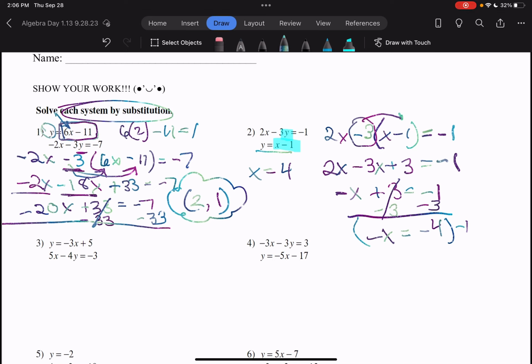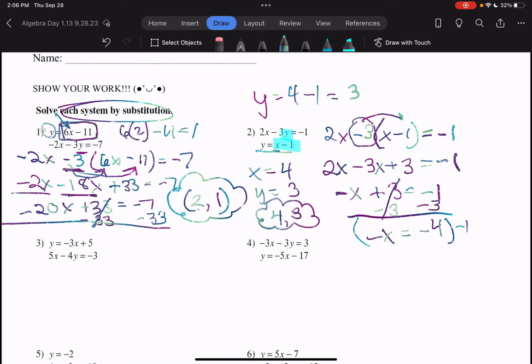Now that I have that, I can solve for y. So y equals x minus 1. Instead of the x, I'm putting that 4, so y equals 3. So now our full answer is 4, 3.